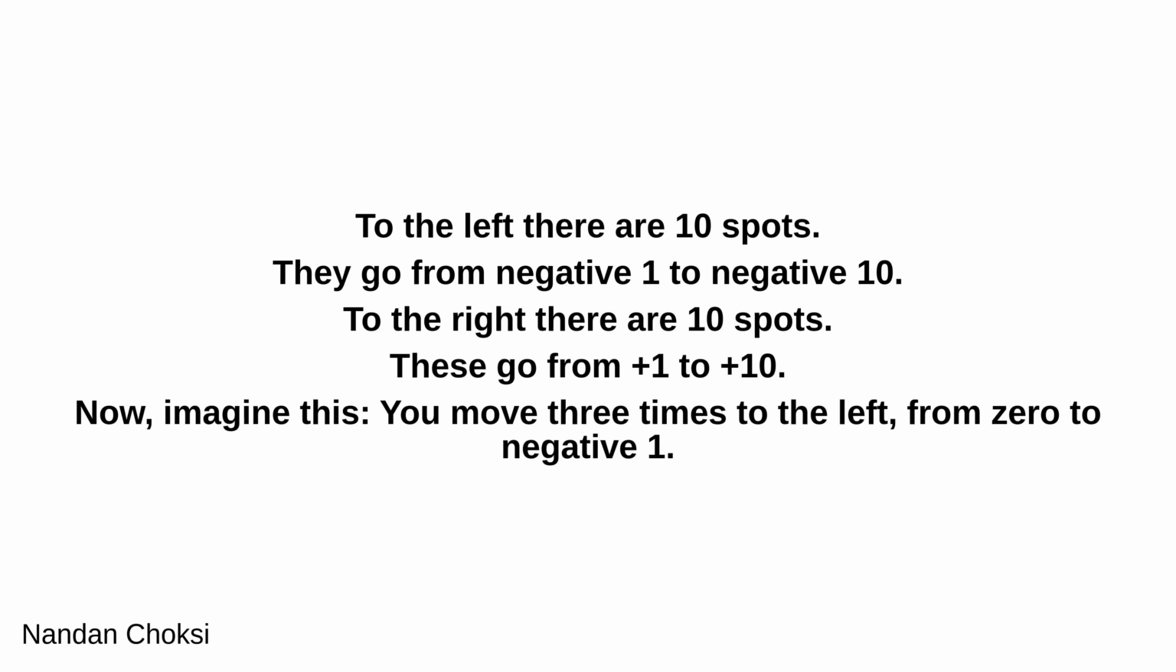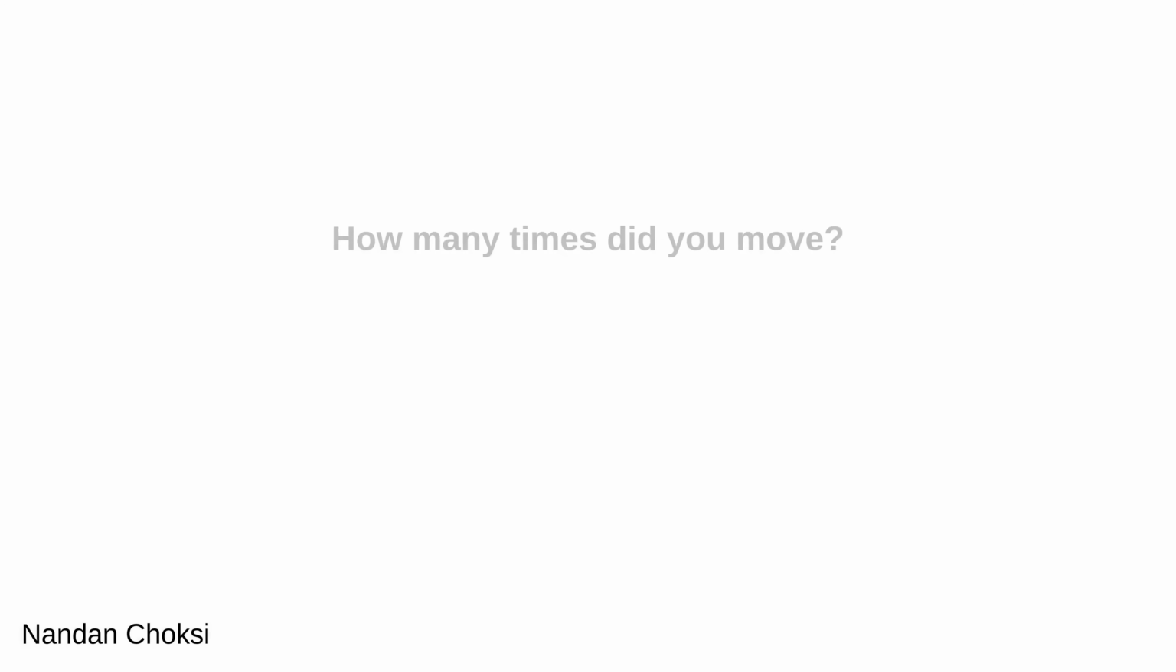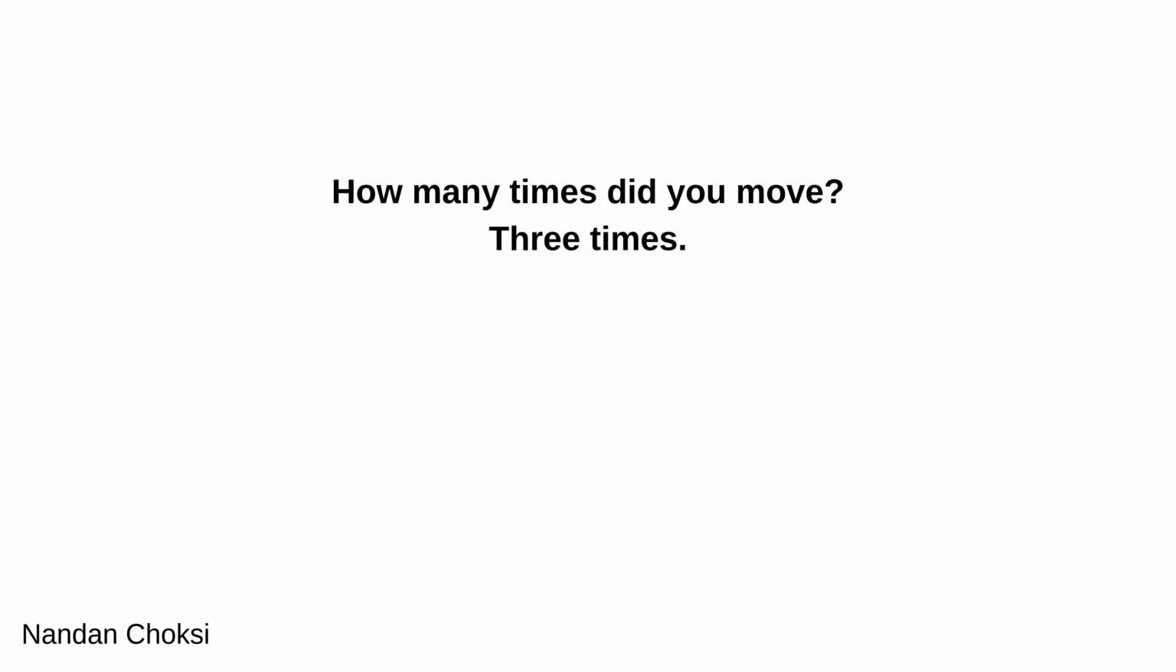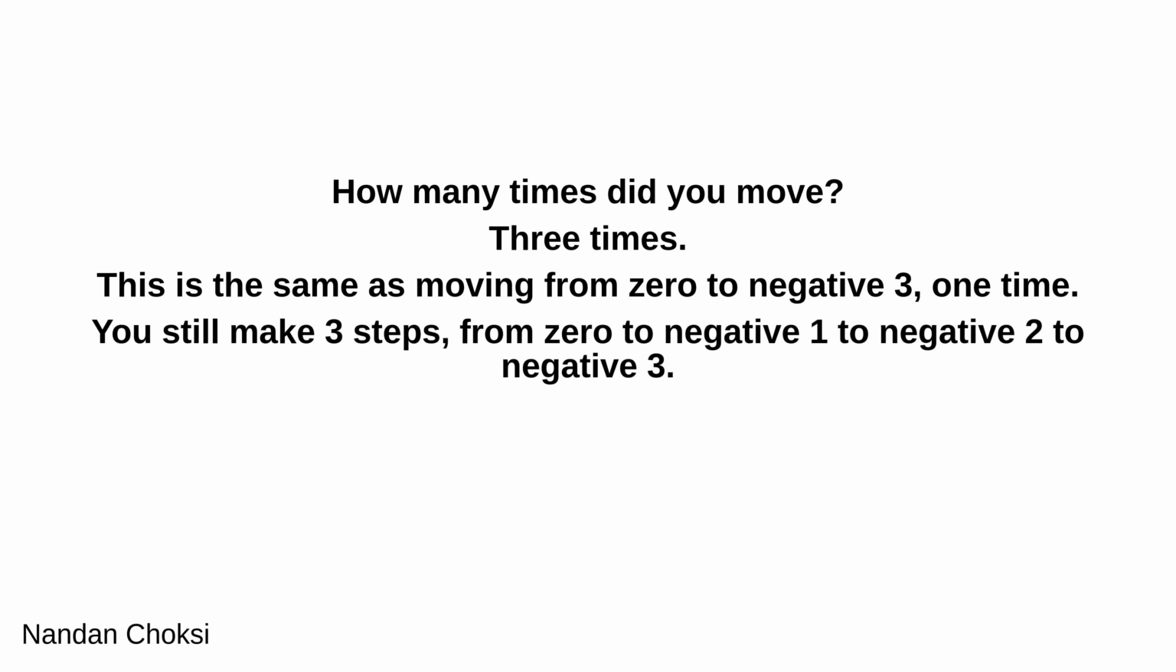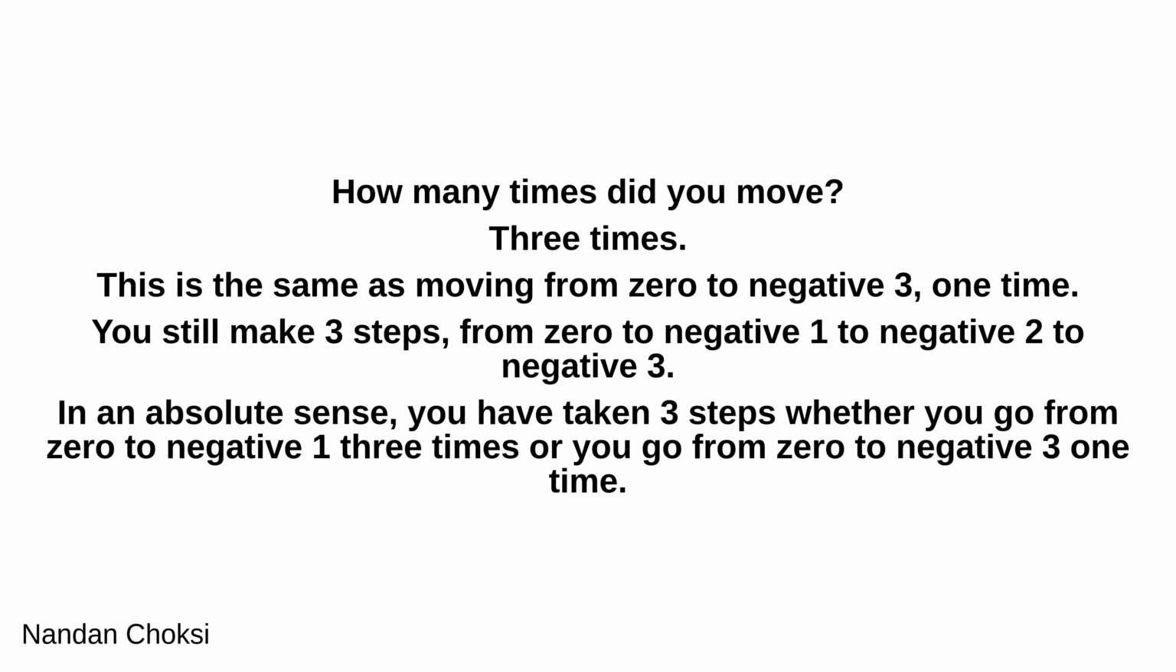Now, imagine this. You move 3 times to the left, from 0 to -1. How many times did you move? 3 times. This is the same as moving from 0 to -3, 1 time. You still make 3 steps, from 0 to -1 to -2 to -3. In an absolute sense, you have taken 3 steps whether you go from 0 to -1 3 times or you go from 0 to -3 1 time.